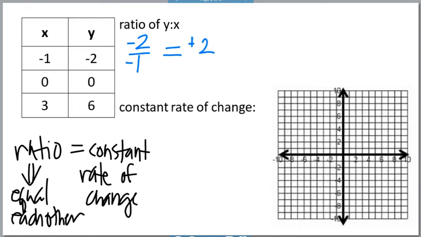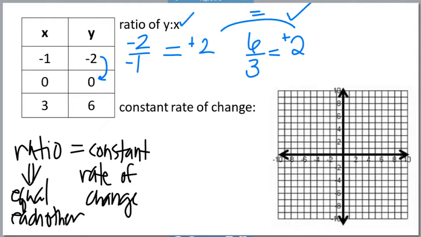0, 0, you can't, the ratio of that is not really going to fit in this scenario. So we'll skip that. But let's look at 3/6. It's y over x. 6/3. 6/3 simplifies to positive 2. So our ratios are equal. That's the first thing we're looking for. So yes, constant rate of change.